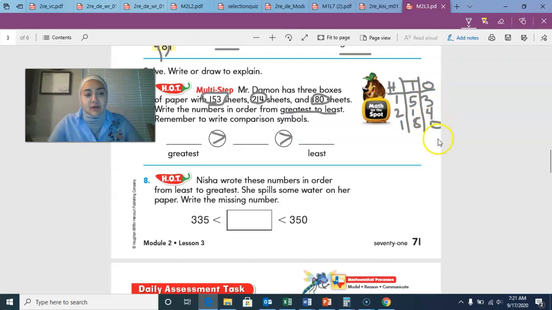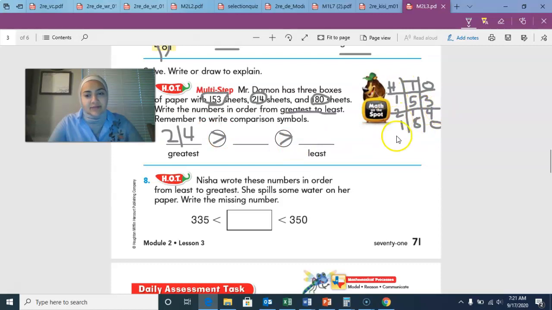All right, now do I look in my ones place first? No, I look in my hundreds place first. Now in my hundreds place, which is the greatest number? 1 or 2? 2 is the greatest number. Very good. 2 is the biggest number here. So the 214 would be the first number I will write because that is the greatest number. 214. Now I can cross out 214 because I've already used it.